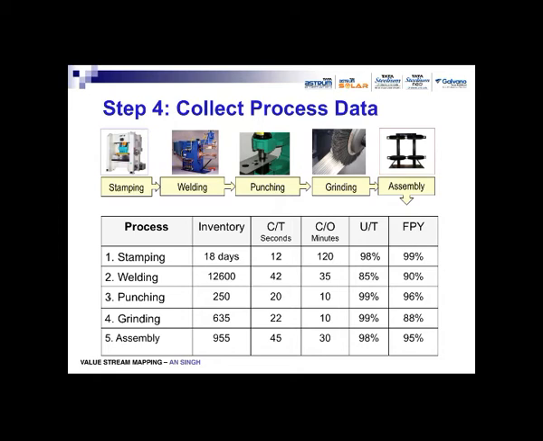It has to be calculated by the stopwatch, how long each product spends in each process is taken out. Cycle time for stamping is 12 seconds, welding 42 seconds, punching 20 seconds, grinding 22 seconds, and assembly is 45 seconds. So again we are seeing a lot of variation, which is resulting in inventory.